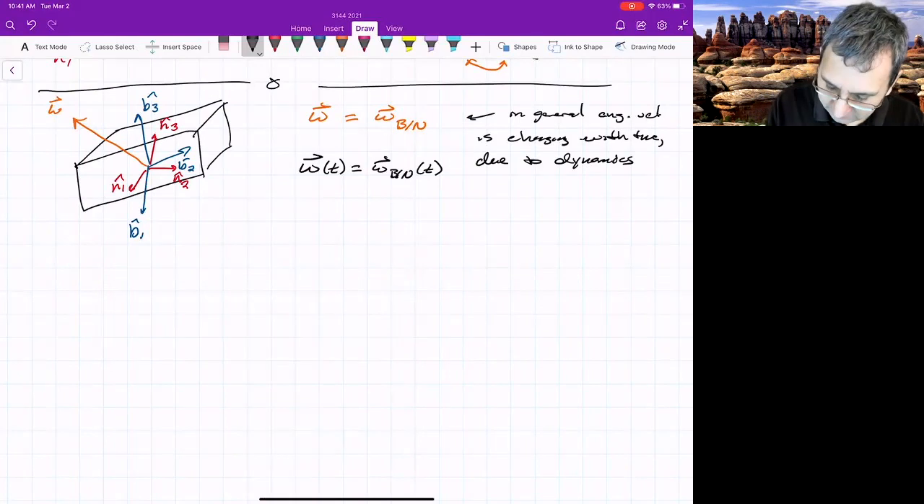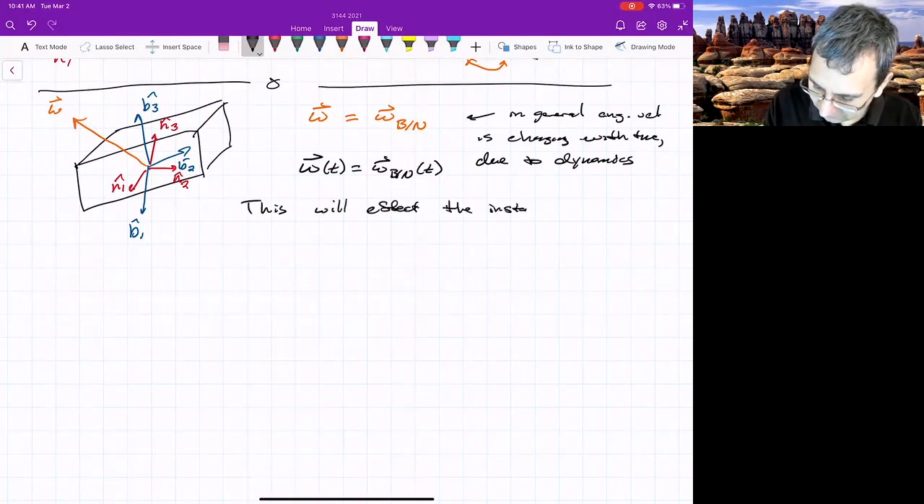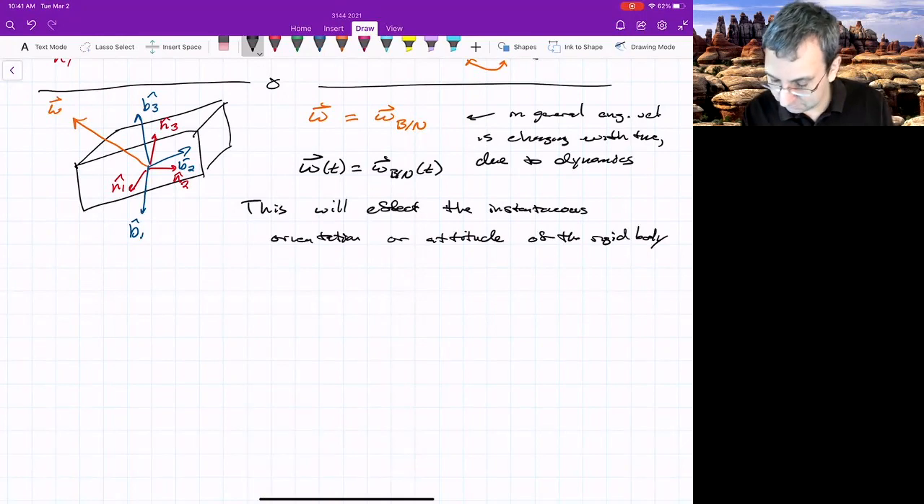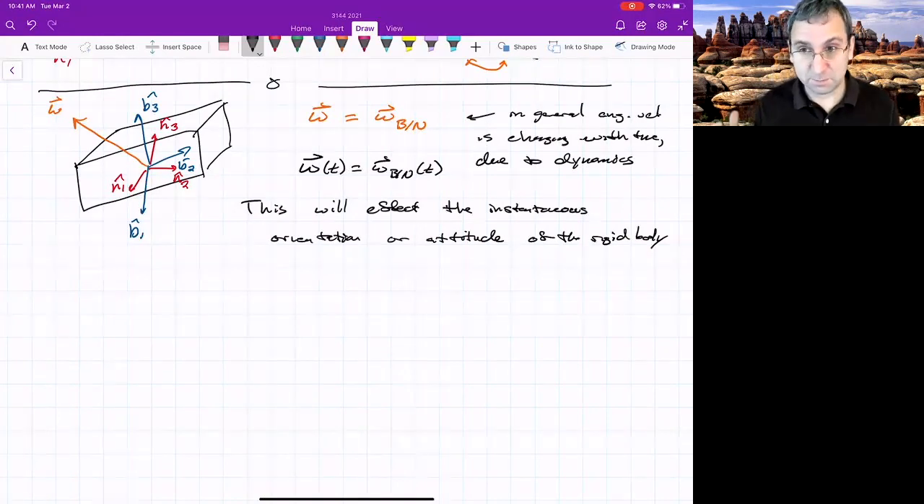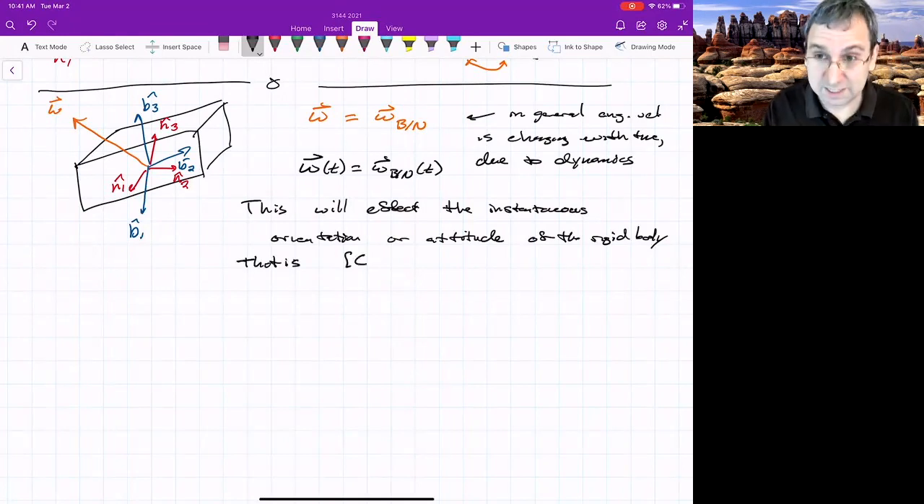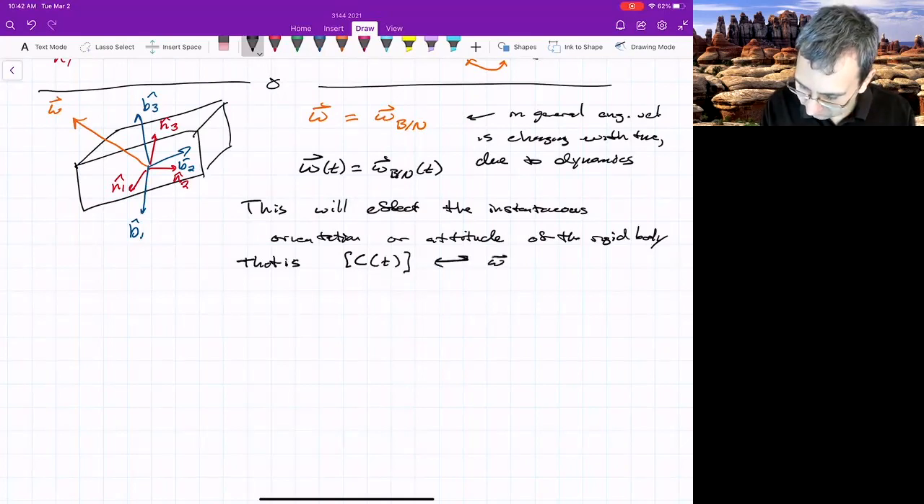And this change in time will affect the instantaneous orientation or attitude of the rigid body. Or equivalently, the orientation of the B frame with respect to the N frame, which is summed up through the C matrix. So the C matrix will change with time. And there's some relationship between how the C matrix changes in time and this omega vector.